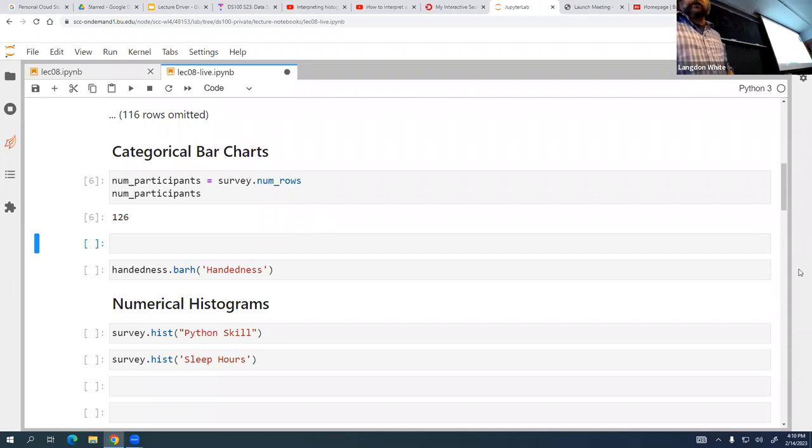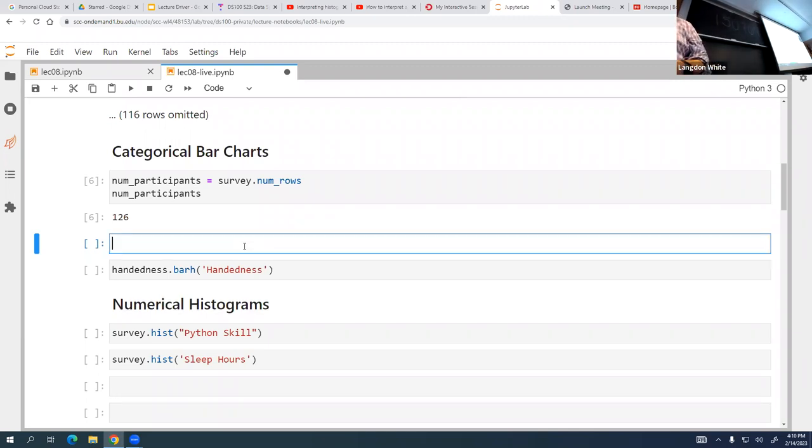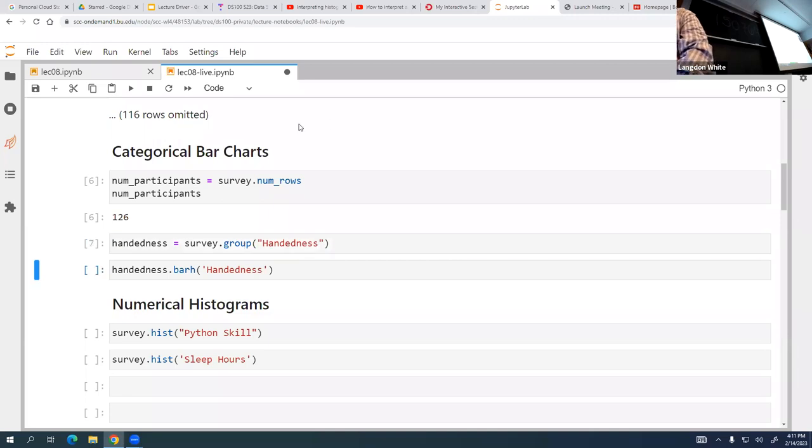Okay, so one of the things I wanted to point out is I'm going to use the group method because I want to know about handedness, right? So I can say handedness equals survey, and then I'm going to group it by handedness. Handedness, I'm assuming I got the casing correct. Actually, let me print that.